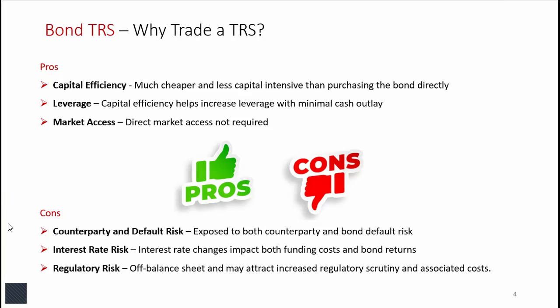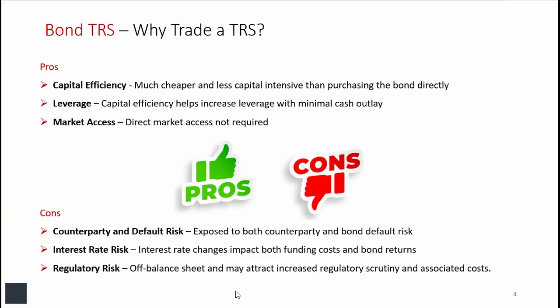Now, the cons or the disadvantages of TRSs, or things to be aware of, is that you are exposed to counterparty risk and default risk as well. So your bond may default, but your counterparty may also default. You might be making money, and then your counterparty defaults. So you have an exposure to counterparty risk, and that's because these are transactions that are traded OTC, over the counter. They're not traded on exchange, and you're exposed to counterparty risk.